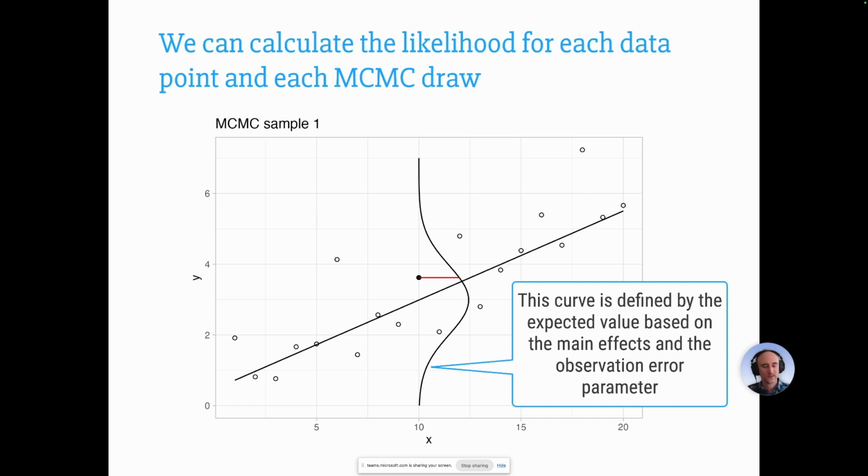Then what we're interested in is how well that solid point, where there's the red line coming off of it, is predicted by our model, including our estimated observation error, which defines the possible spread of observations around that expectation. What I've drawn there is basically the density coming out of our observation error based on that mean. And the length of that red line is a measure of how likely that data point was according to that MCMC sample from the model.